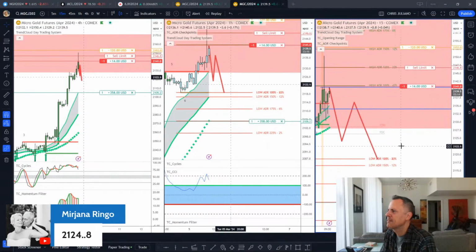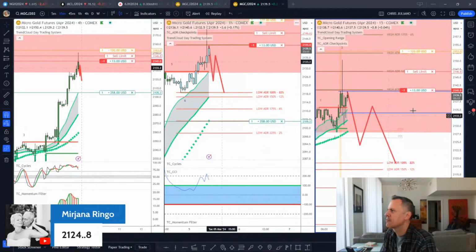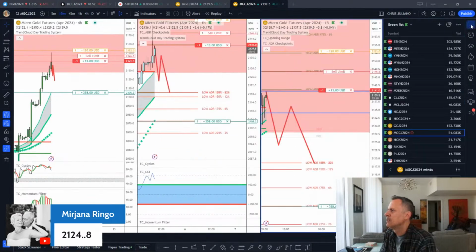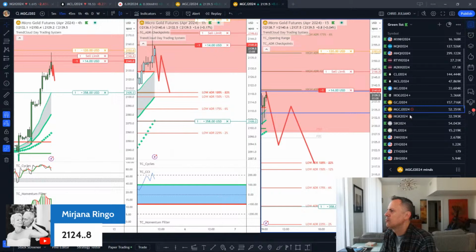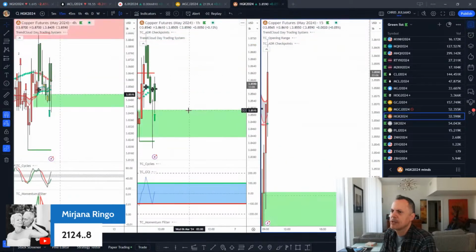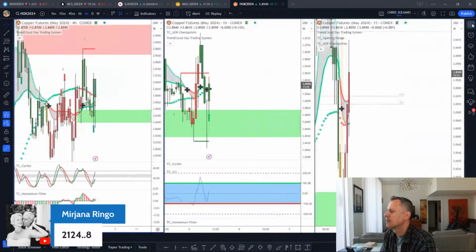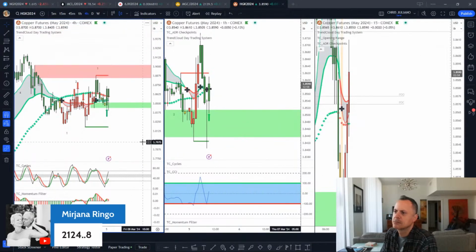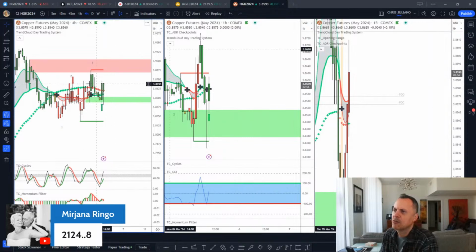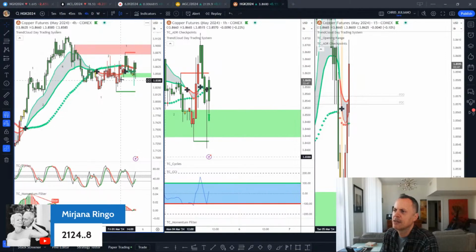All right, so we'll let that work itself out and see what we can get. Let's go over to copper and see what's happening on copper today. Copper's still in that sideways 4-hour movement. TrendCloud lines up like that. Let's reset the chart.